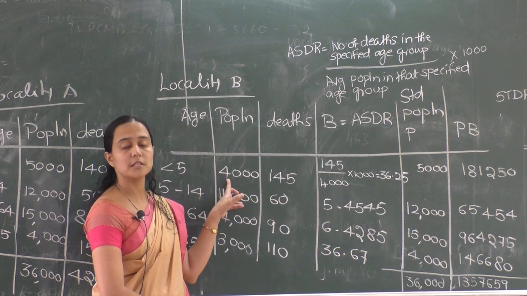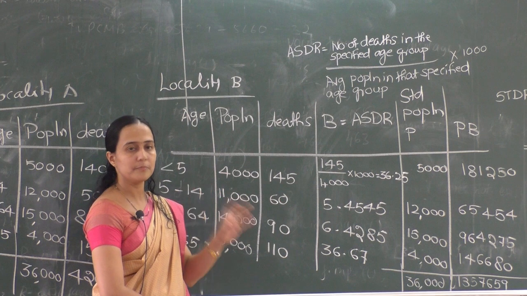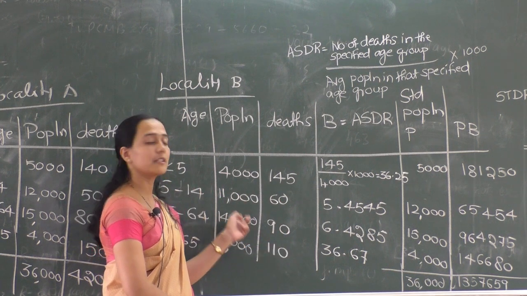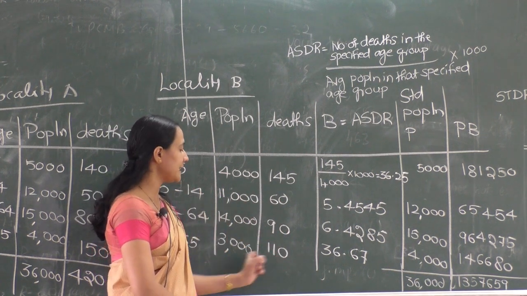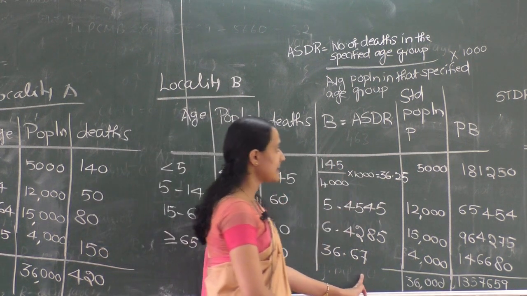145 divided by 4000 into 1000. 60 divided by 11,000 into 1000. 90 divided by 14,000 into 1000. 110 by 3000 into 1000, like that. So the answers are this one.